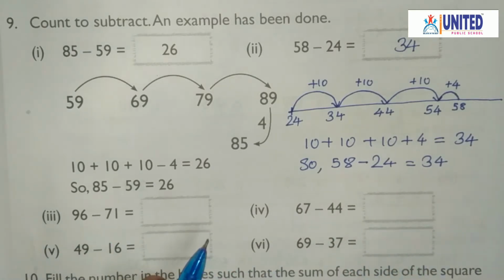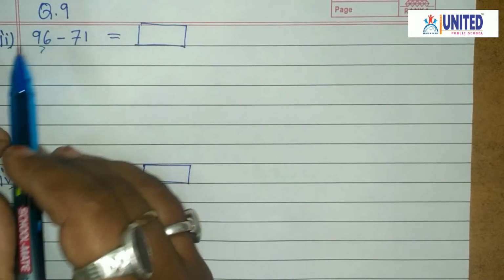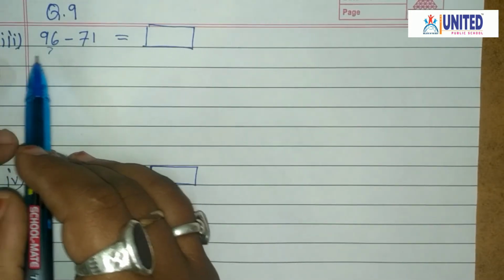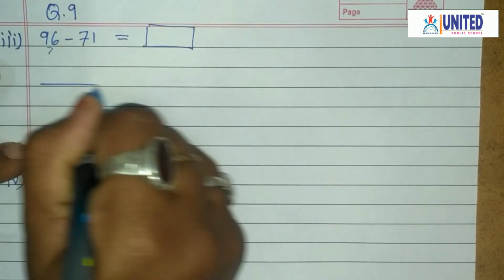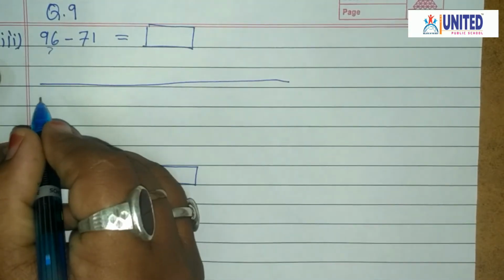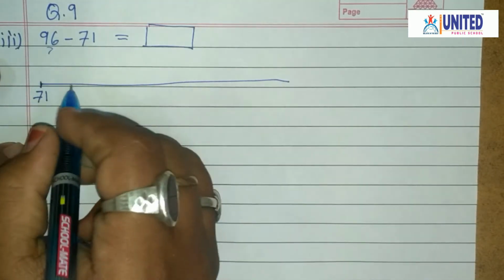But here there is no space, so we can do it on blank paper. Okay, and you can stick that paper into your workbook. Okay, beta, so let's start. See question number 9, third number, 96 minus 71. So what you have to do, first of all, draw one line. Then start from 71. We have to reach 96.